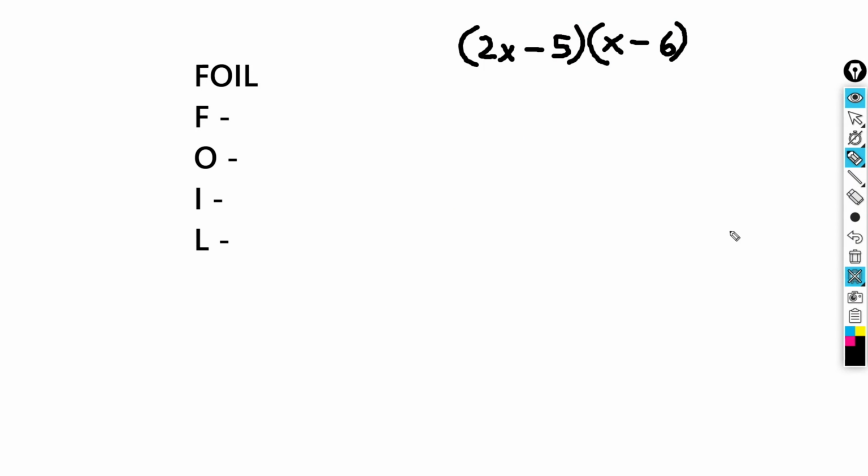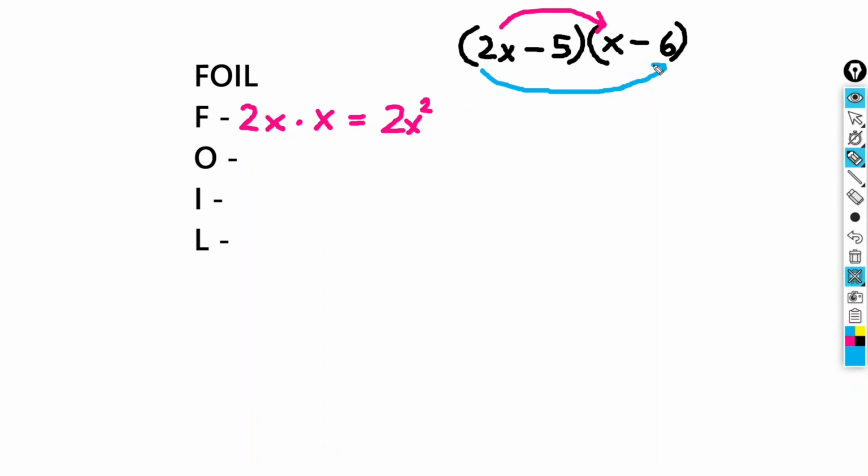All right, in our next example, we're going to multiply the binomial 2x minus 5 by the binomial x minus 6. So we'll start with our first terms. So 2x times x. That's going to be 2x squared. We're then going to do the outer term. So 2x times, because it's minus 6, another way we could write this is plus negative 6. So we're going to treat this as a negative 6. So we're going to do 2x times negative 6. It's going to be negative 12x.